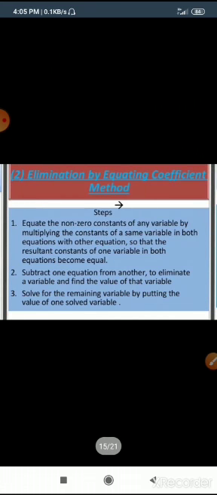Now the second method, the elimination method. Here we will eliminate one variable. To eliminate one variable, the important thing is we have to equate the coefficients of that variable. Then they will be eliminated. Equate the non-zero coefficient of any variable by multiplying both equations with suitable constants, so that the resultant coefficient of one variable in both equations becomes equal. Subtract one equation from another to eliminate a variable and find the value of the other variable. Solve for the remaining variable by putting in the value of the solved variable.